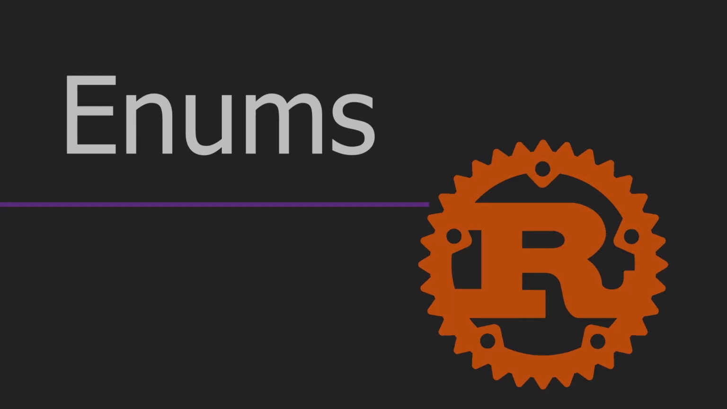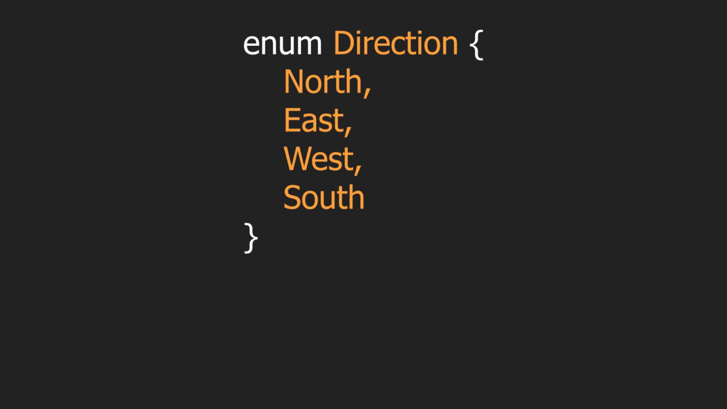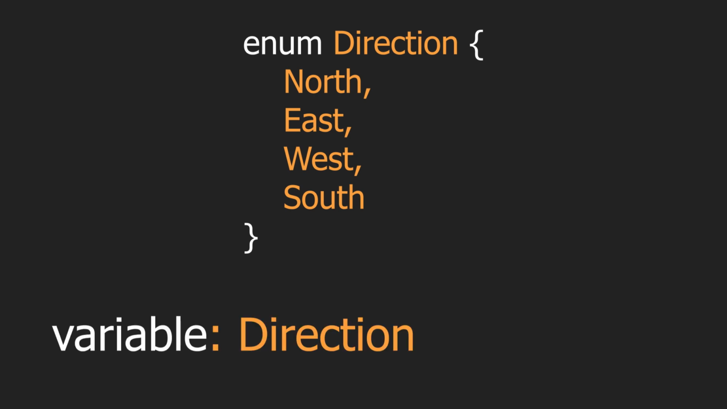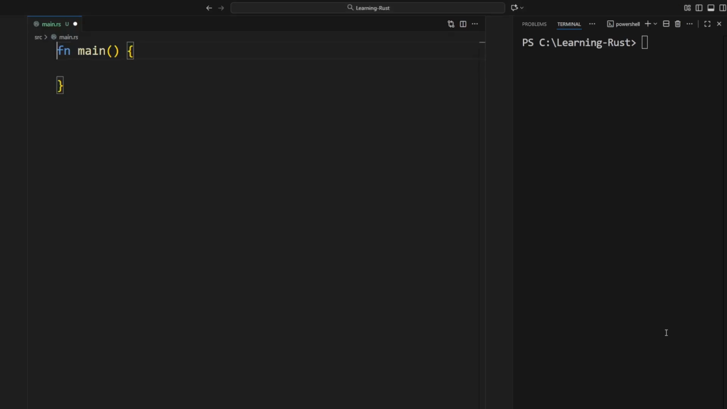An enum, short for enumeration, is a way to define a custom type whose value is constrained to one of a limited and defined set of possibilities, also called variants. It serves as a type bound because once you define an enum, a variable of that enum type can only hold one of the specified variants, and no other value is possible. In the example we just saw, there can be three possible network states: loading, success, and error. So this is the defined set, and in the program, we can only use a value among these variants.